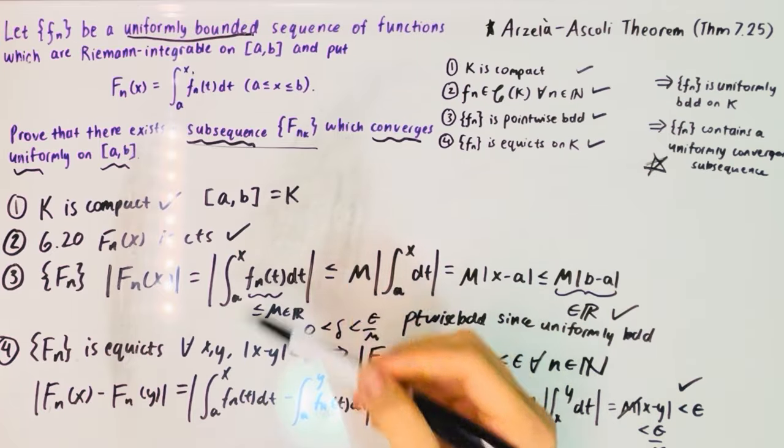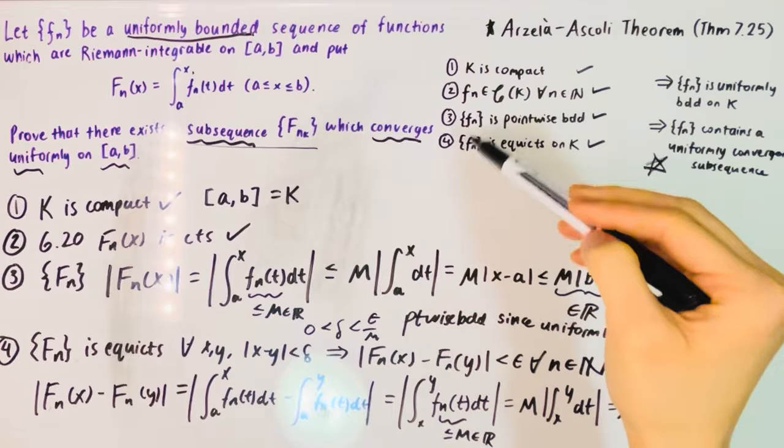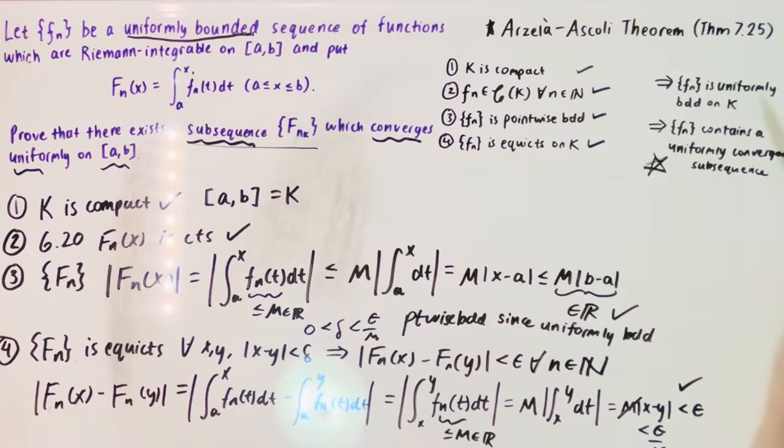So yay, all of these conditions hold, so we know that F_n contains a uniformly convergent subsequence, which means this holds, and we're done.